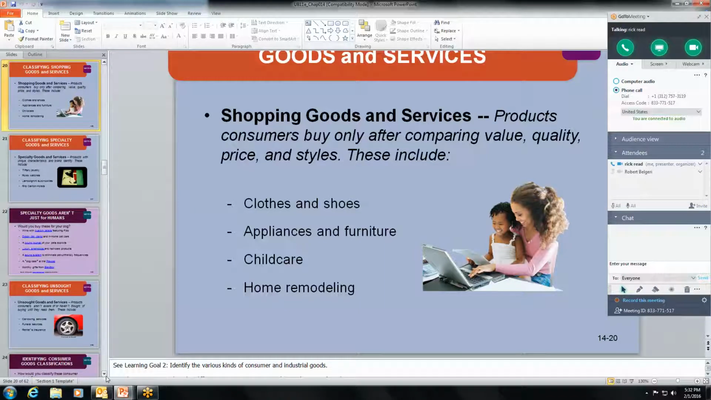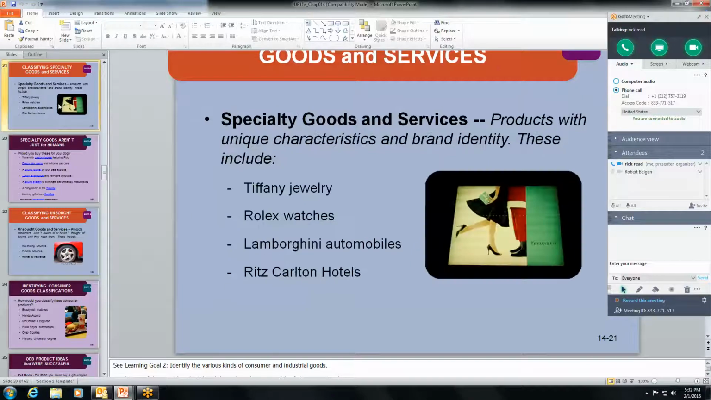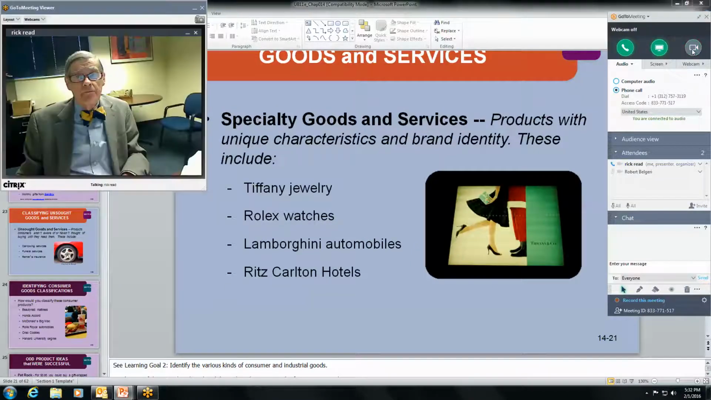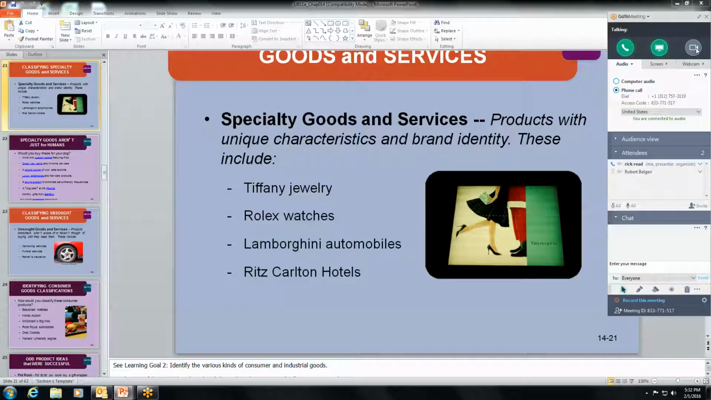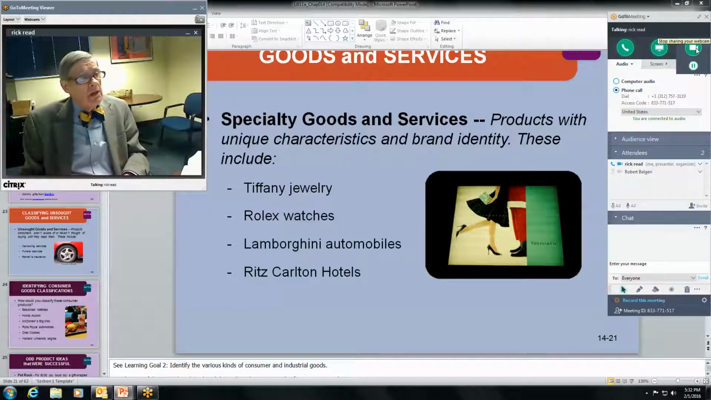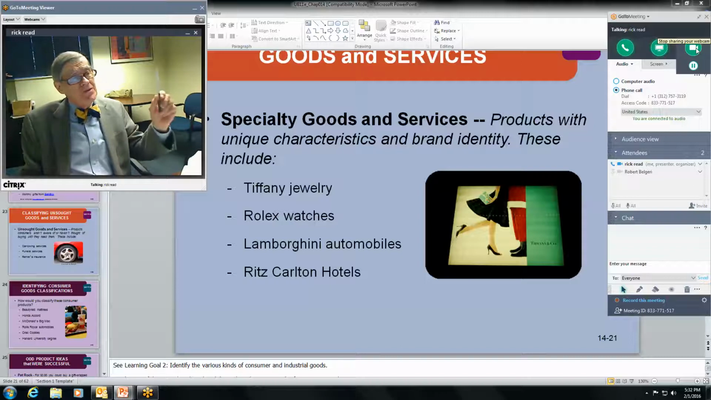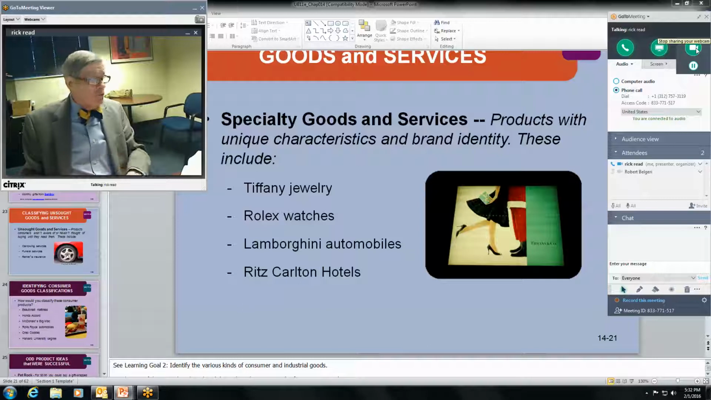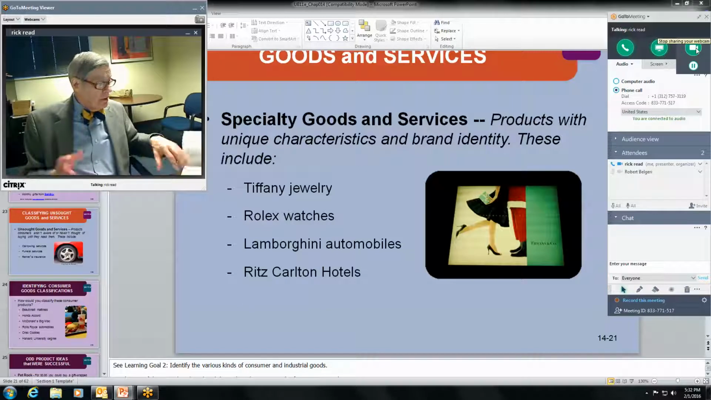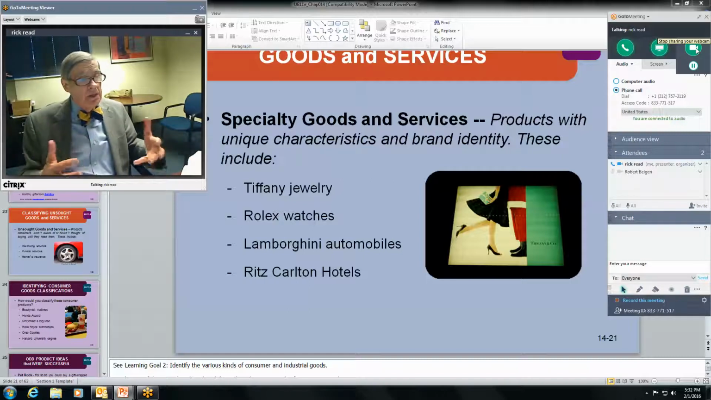Now, the next items we come to are specialty goods and services. And notice what's listed here. Tiffany jewelry, Rolex watches, etc. Notice that there is a unique characteristic with these goods, and people identify with them. Now, we're not talking about the people that sell a Rolex for $50 2 blocks off of Times Square in New York, but we have some idea of that.